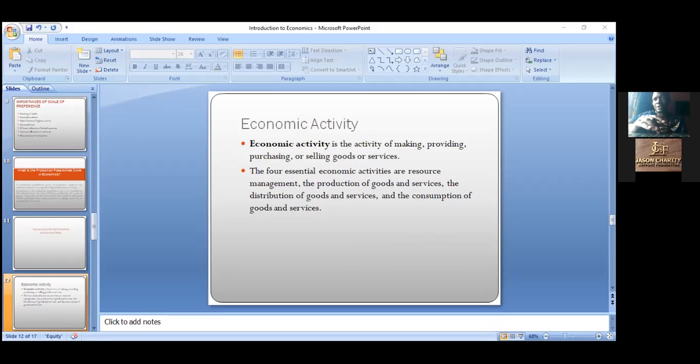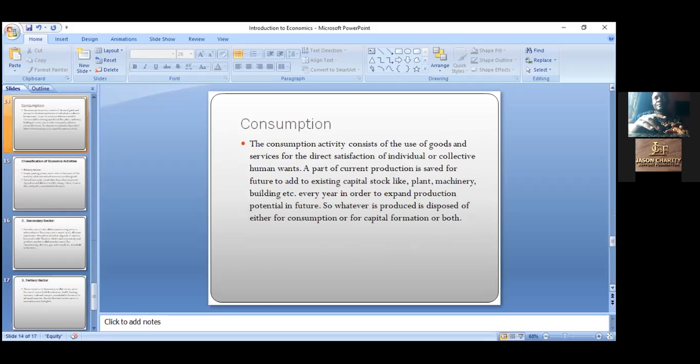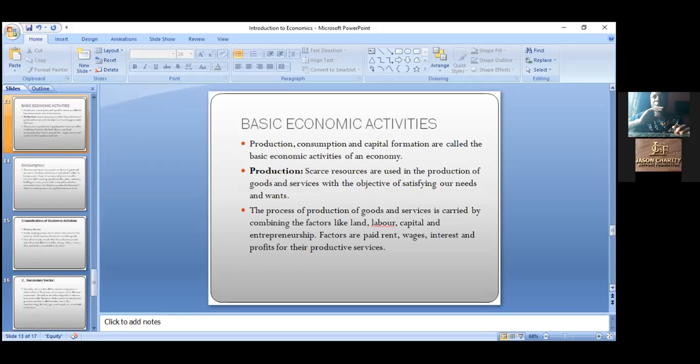Let's move on to the next concept. Like I said, the economic activities are divided into four sections. So let's talk about the production aspect of it, the production of goods and services. Scarce resources are used in the production of goods and services with the objective of satisfying our needs and wants. Production is the conversion of input to output. The resources you have, the inputs that you have, you have to convert them to the output, which is goods and services.